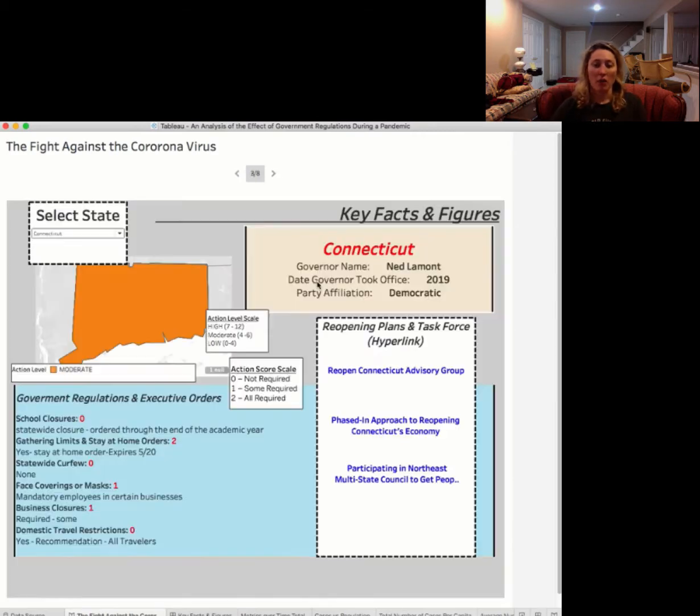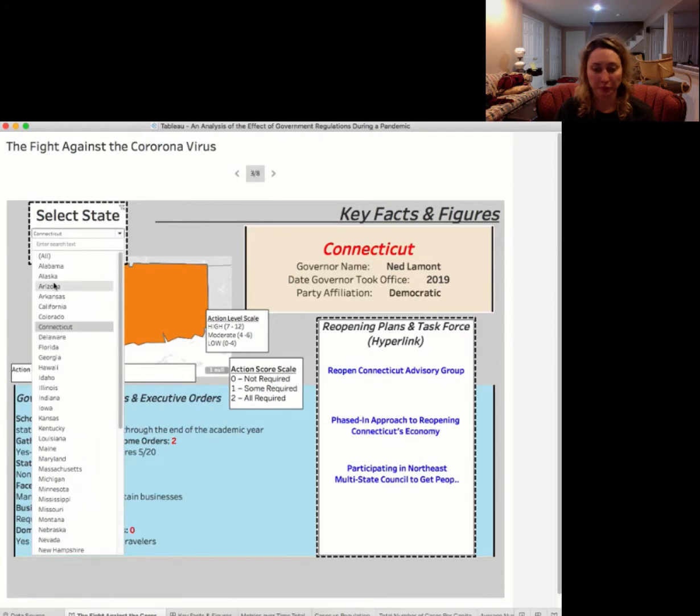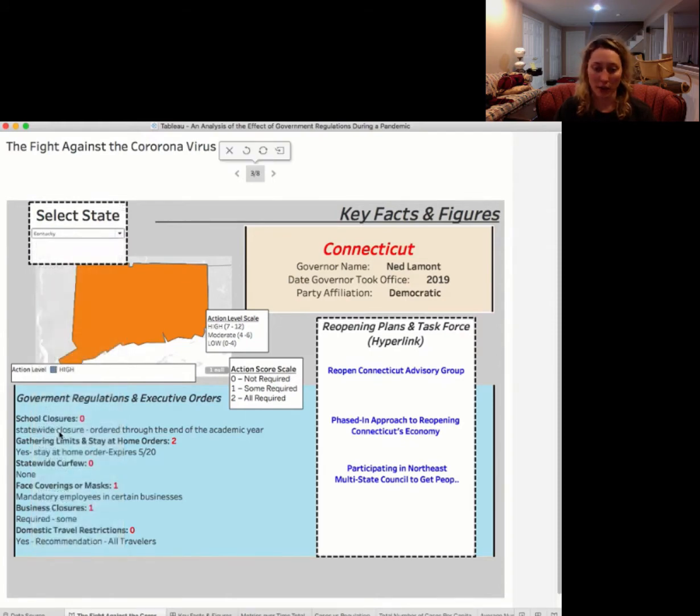So my next slide is a dashboard, an interactive dashboard. This is really talking about some key facts and figures about each state and explains the analysis in the future sheets of this workbook. So here you can select which state you'd like to explore, and when you update that, all of these other actions are going to update.